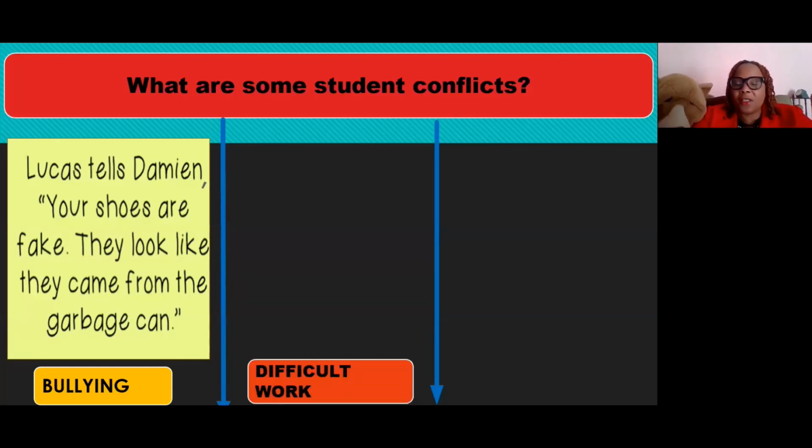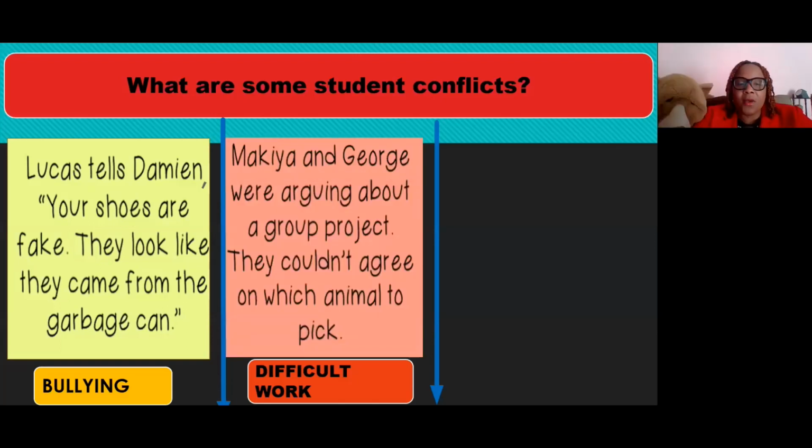And then we have difficult schoolwork. Do you have difficult work at school? Or you have a lot of work to do now with the virtual school? A lot of them were saying, yes, schoolwork, a lot of work is conflict. Very good. So Micaiah and George were arguing about a group project. They couldn't agree on which animal to pick. And a lot of times when you have a group project, persons can't agree. Do you like group work?